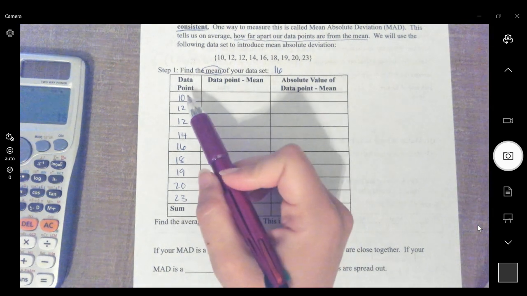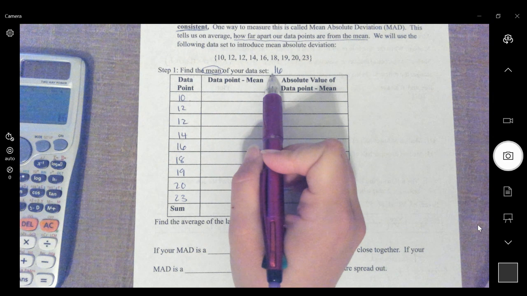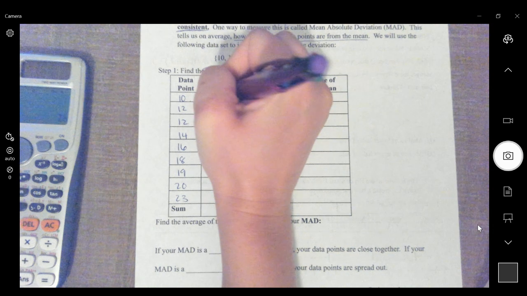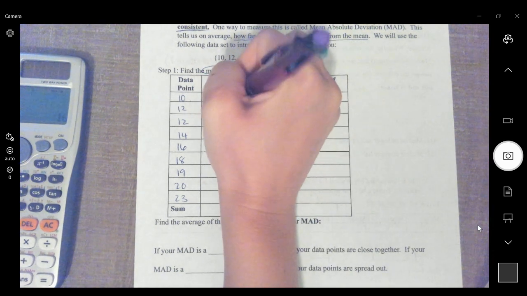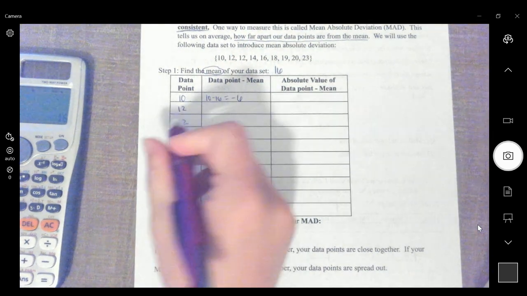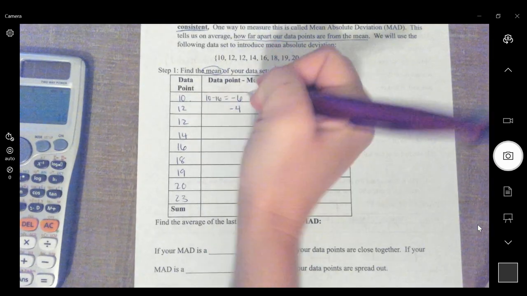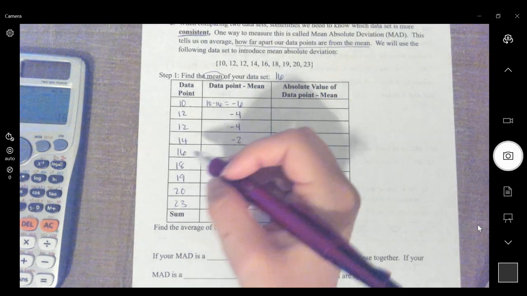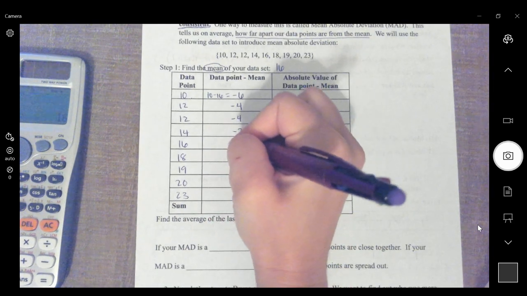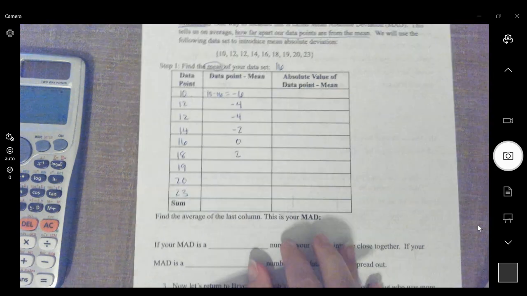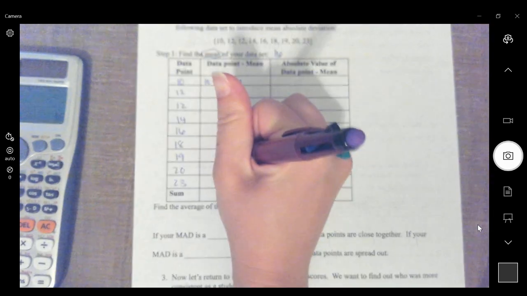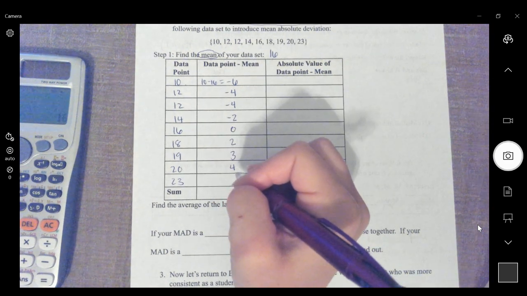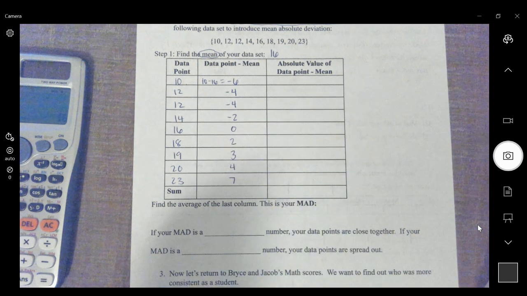So what we're going to do is take each data point and subtract it from the mean. So I'm going to do 10 minus 16, because that tells me how far away those numbers are. So negative 6. Then I'm going to do 12 minus 16, which is negative 4. 14 minus 16 is negative 2. 16 minus 16 is 0. 18 minus 16 is positive 2. 19 minus 16, 20 minus 16, and then 23 minus 16 is 7.